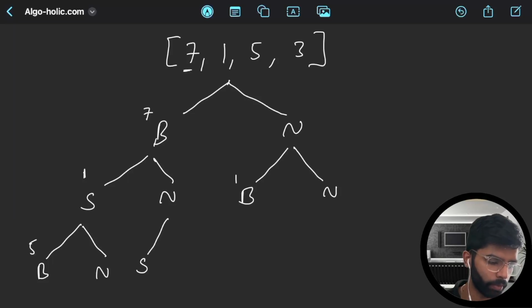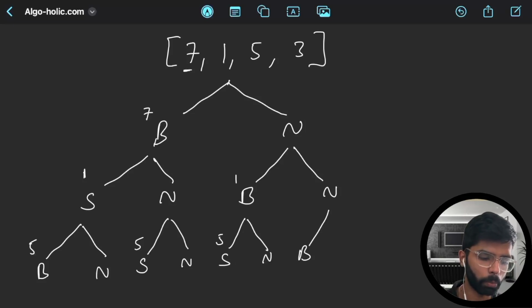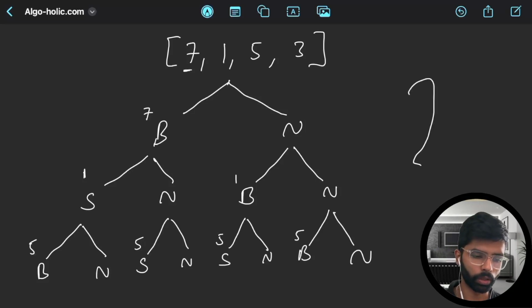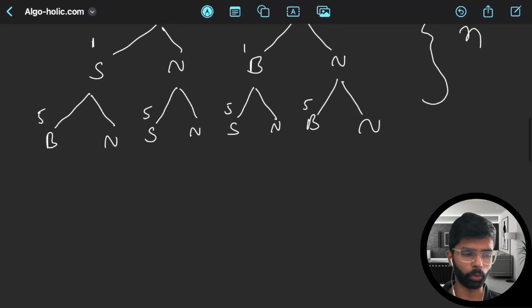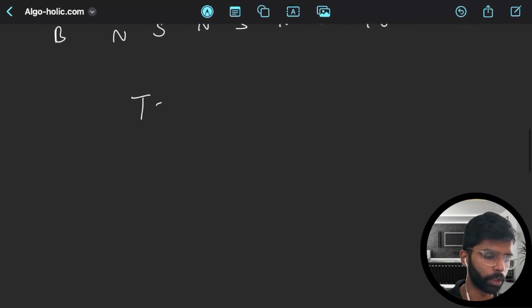Here, we can sell at 5 or do nothing. Here, we can buy at 5 or do nothing. So you get the idea, right? So the depth is going to be n, and on each level we are branching it into two branches. So the time complexity is going to be 2 to the power of n.